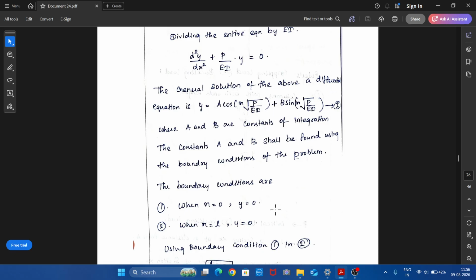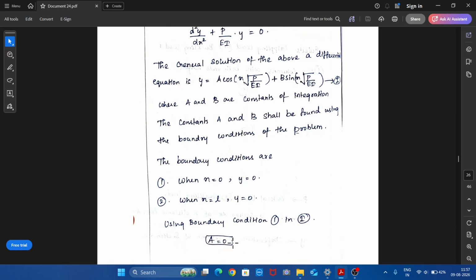constants of integration. So using boundary condition 1, put x equal to 0 here. If we put x equal to 0, a cos 0 plus b sin 0, this term will get cancelled. So a cos 0 is 1. Here y equal to 0, therefore we will be getting a equal to 0. Then using boundary condition 2, you need to put x equal to L and y equal to 0. In the place of x, put L.